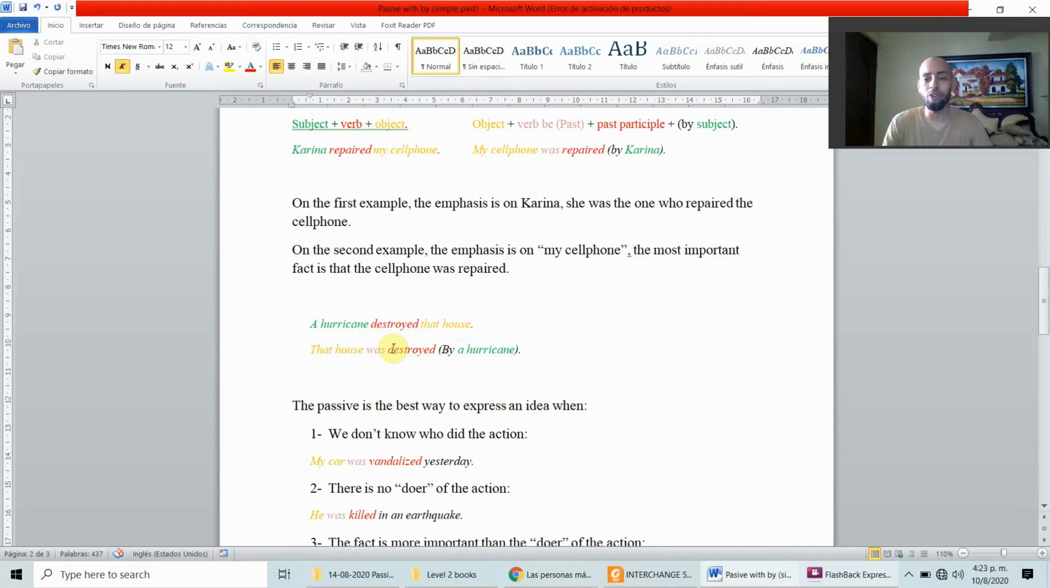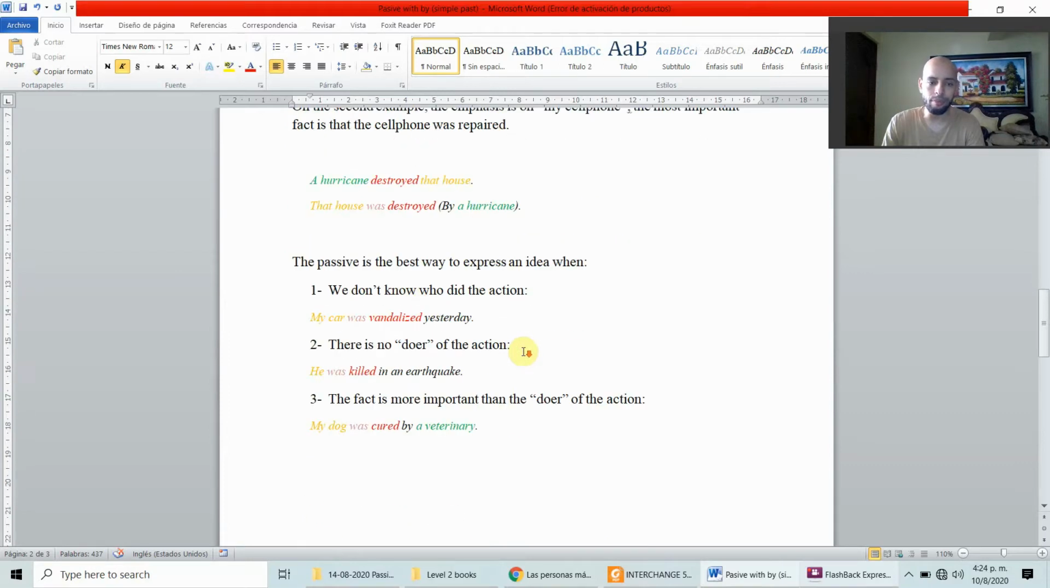If we don't want to say what destroyed it or who destroyed it, we don't have to. We can say that house was destroyed. That's what we want to communicate, that the house was destroyed. What destroyed the house? Well, a hurricane. Was destroyed by a hurricane. So the passive is the best way to express an idea when we don't know who did the action.